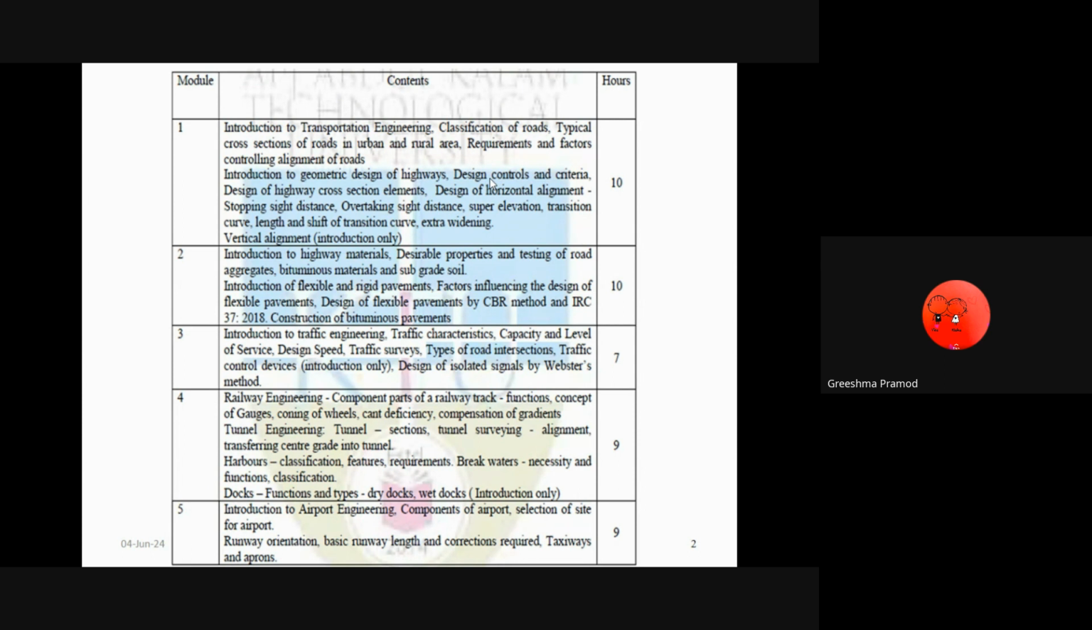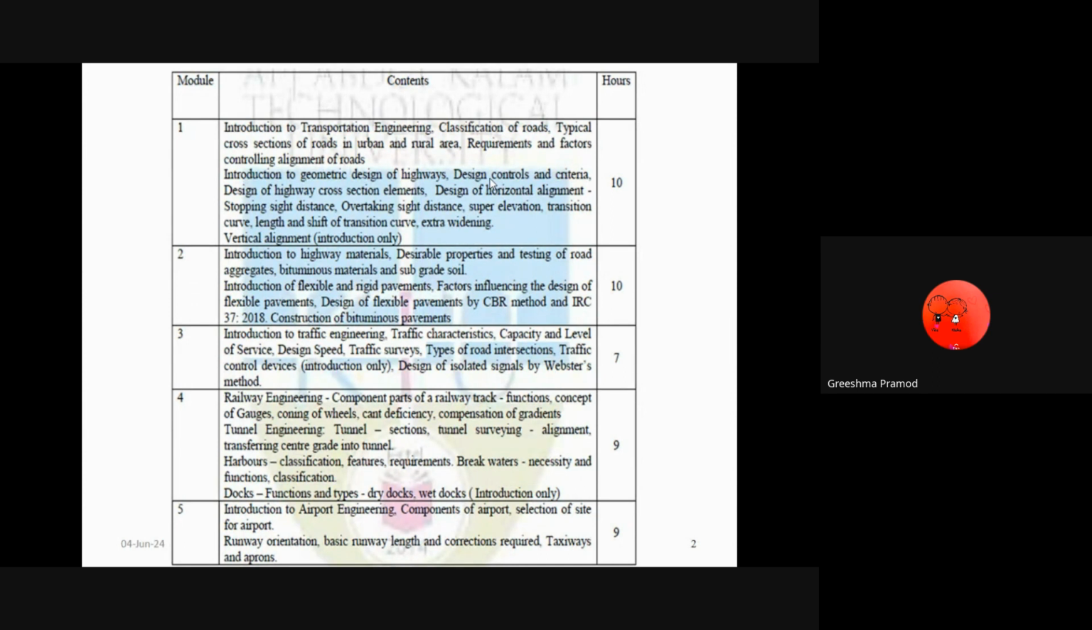And coming to transition curve, problems on the length of the transition curve can be asked. When you consider the length of the transition curve, you need to consider three cases; that is important. Then the length and the shift of the transition curve, and extra widening on curves. In extra widening, problems as well as the theory part can be asked.